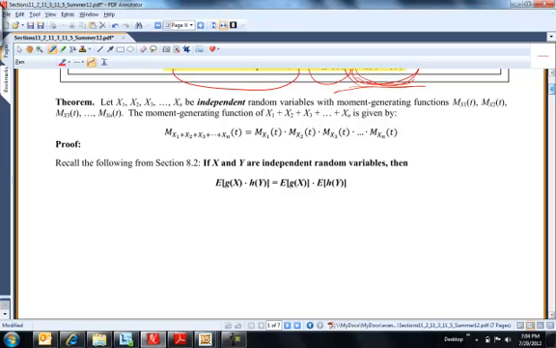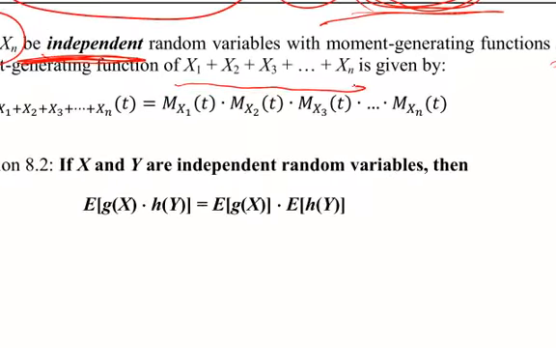And here is the proof of that. So the theorem: if you have n random variables that are independent, we have to have independence, and these are the moment generating functions of each of those random variables, then the moment generating function of the sum is equal to the product of the moment generating functions.